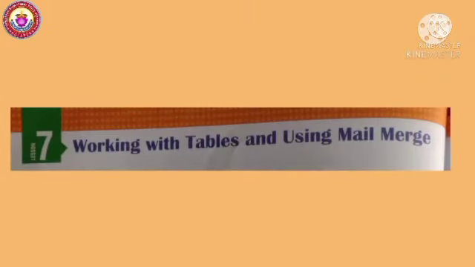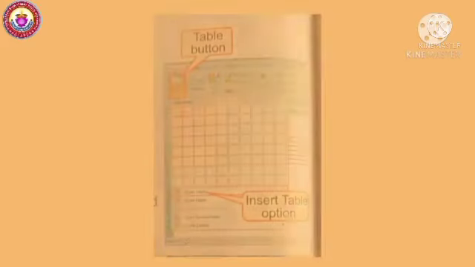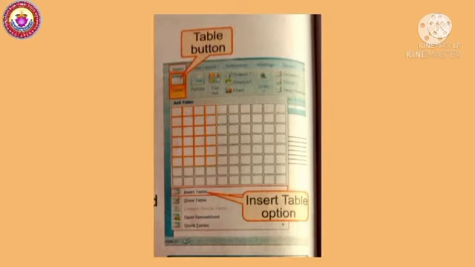Good morning, students. Today is our new topic, Lesson number 7, Working with Tables and Using Mail Merge. MS Word offers flexible features for presenting information in tabular form so that we can organize data efficiently. A table consists of a number of columns and rows. How to create a table? Word provides a variety of ways to create a table.